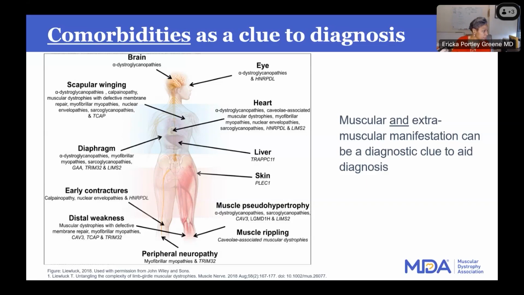And I think, Dr. Shroff? Yeah. Next slide, please.